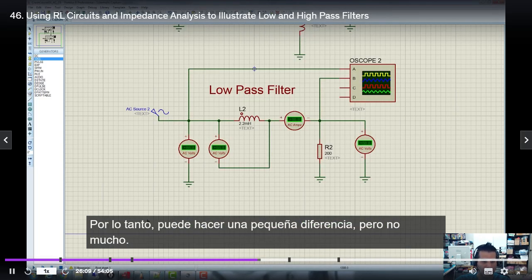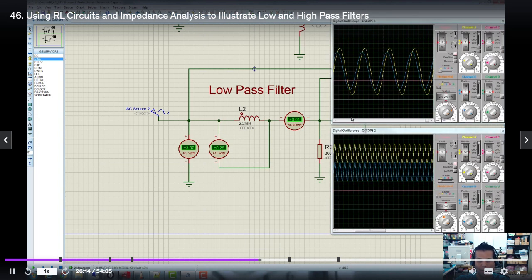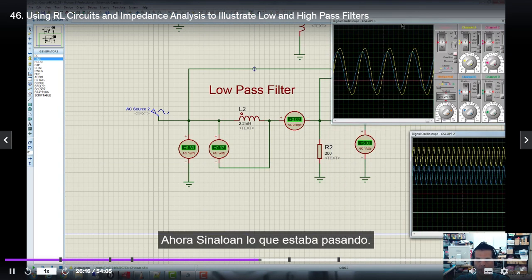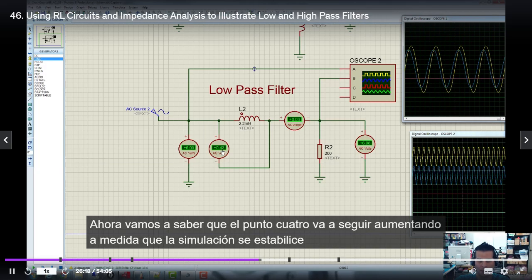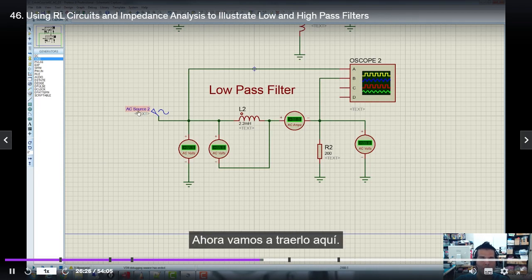So it's going to make a little bit of a difference, but not a whole lot. All right, is everything right? Okay, good. Now look what was going on. Now we're getting 0.4-ish. It's going to keep rising as the simulation settles. And then 6.67-ish. Okay, good. Now let's really bring it up here.